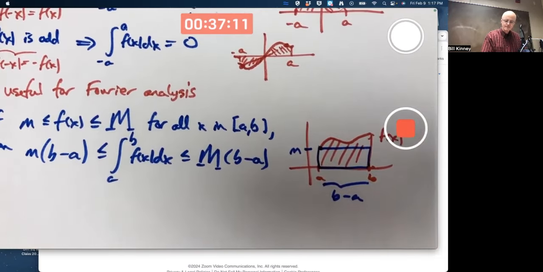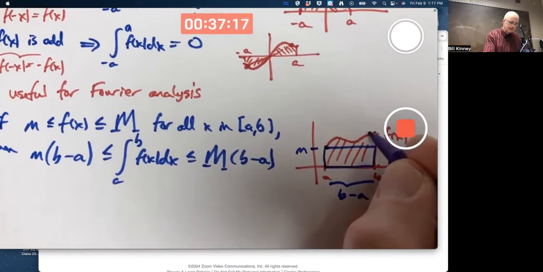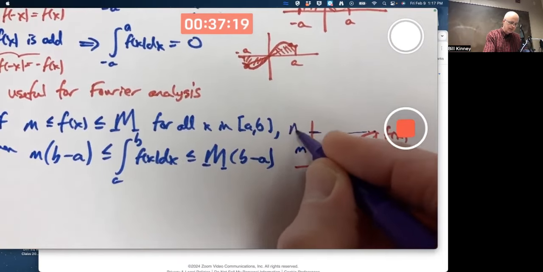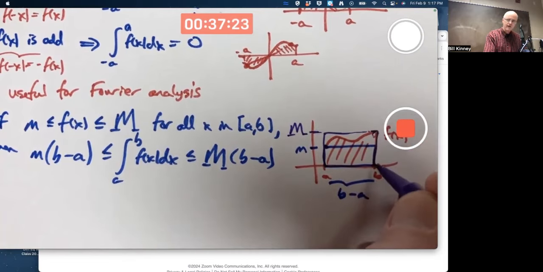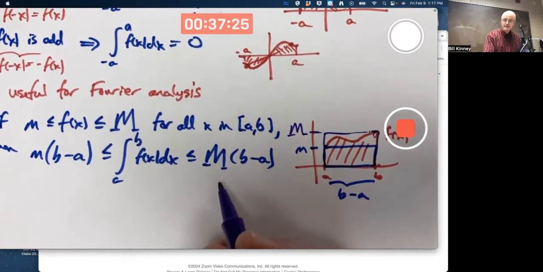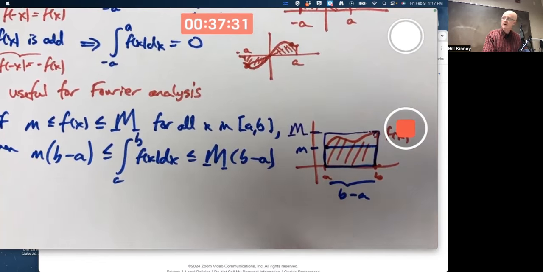Yeah, makes sense. On the other hand, capital M could be a best upper bound for f. It could be the maximum value. This could be capital M. And if we make a rectangle whose height is capital M, then capital M times b minus a will be the area of that rectangle, and that'll be bigger than the area under the curve. It's useful for giving rough estimates of integrals when your function doesn't change too much.